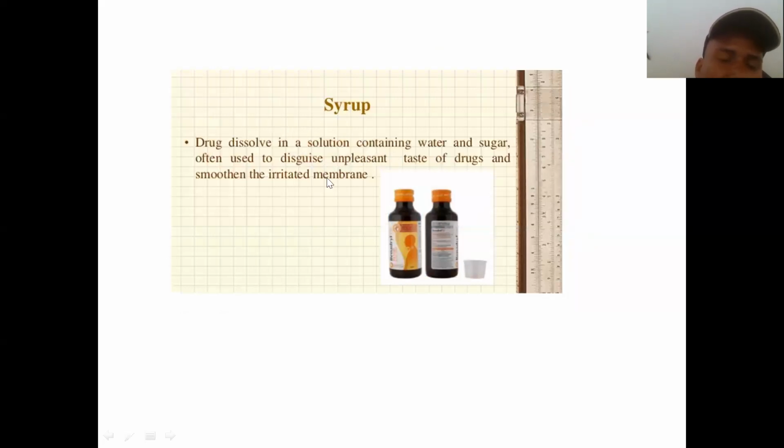Next, we'll talk about the syrup. It is a very important medication in which the drug is dissolved in a solution containing water and sugar, often used to disguise unpleasant drugs and soothe irritated membranes. So this is the syrup bottle. Inside, the drug and a solution of water and sugar are present, and it is used to replace tablets whose taste is irritant or unpleasant, so that's why syrup is prepared. It is a formulation of drug, water, sugars, and other ingredients.